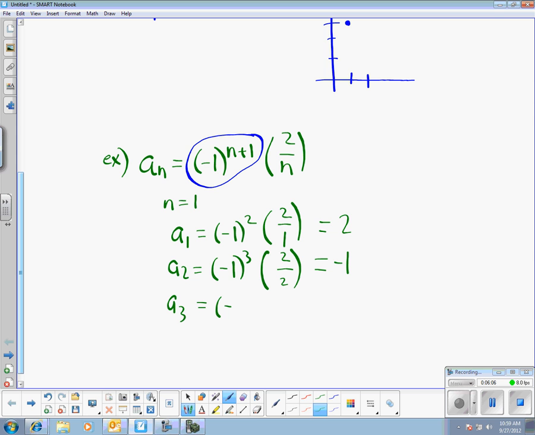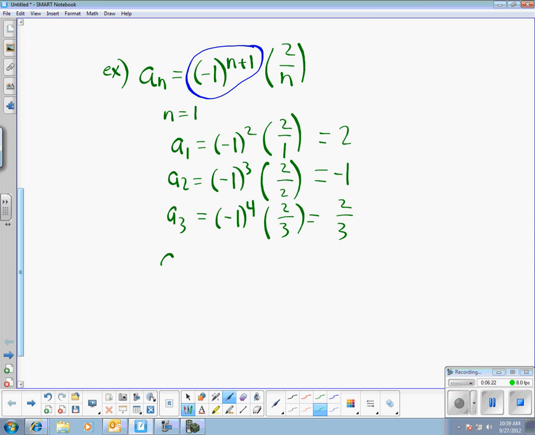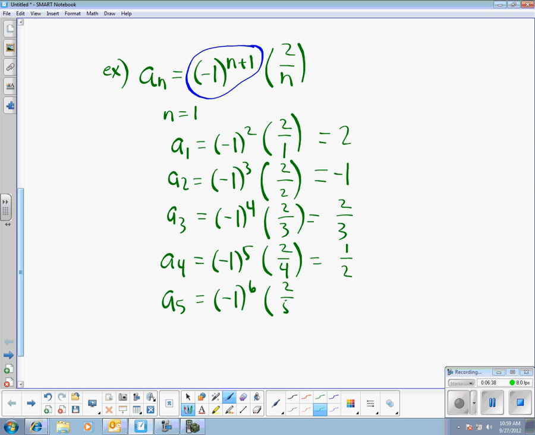A3 is negative 1 to the fourth. Again, that's just going to make it plus 2 over 3. So that's positive 2/3. All right, and I'll finish the 5 terms the long way, but once you get patterns, you don't have to write it out this way every time. Negative 1 to the fifth is going to be negative 2 over 4, 1/2. And then the fifth term, negative 1 to the sixth, makes it positive 2 over 5.